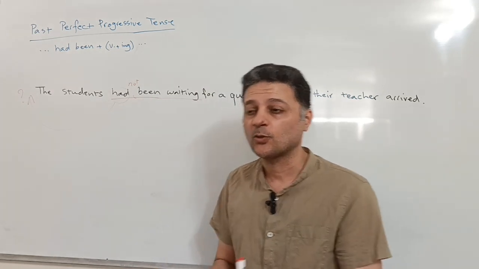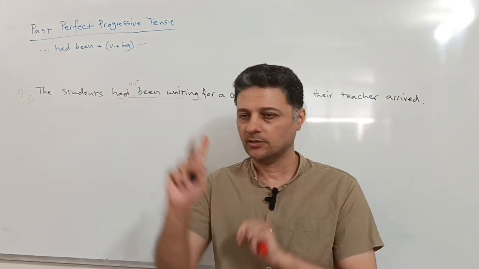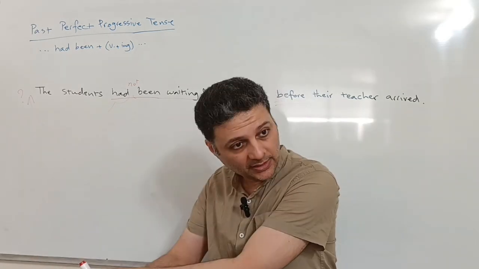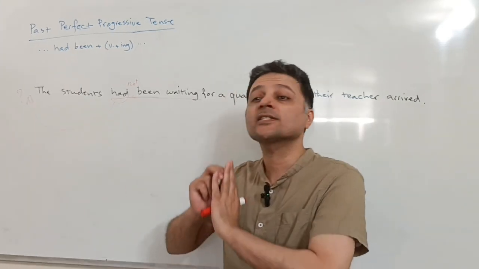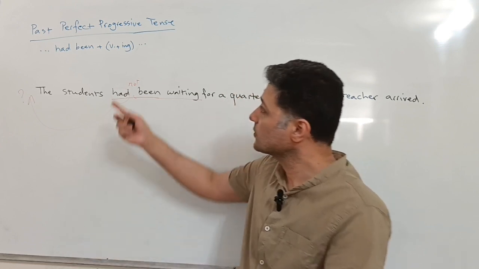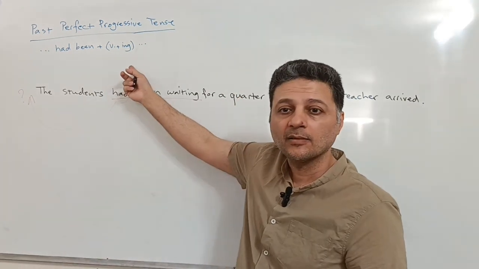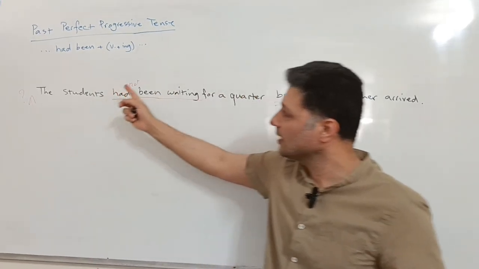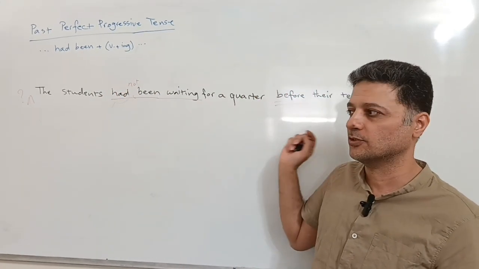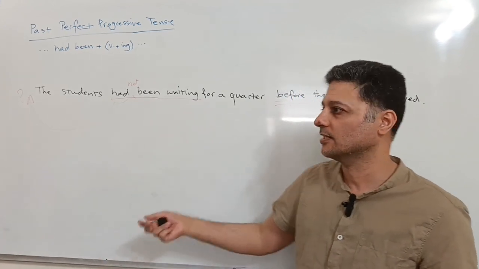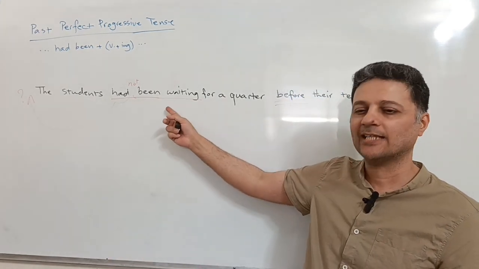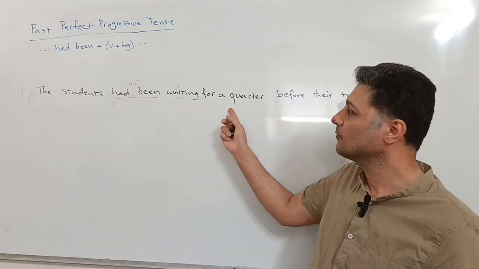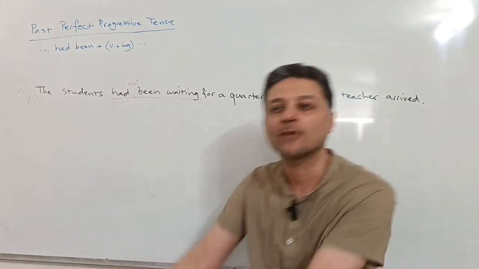All right? So if two actions, the first one happened earlier than the other one. It was completed, had been completed, but it was continuous, ongoing. So had been, well, progressive then. All right? The students had been waiting for the teacher, had been waiting for the teacher. The students had been waiting for a quarter, for 15 minutes, before the teacher arrived.